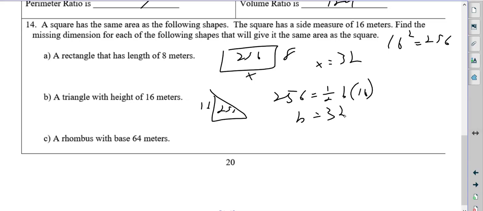A rhombus with base 64 meters. Well, 256 equals base times height. So 256 equals 64 times height. So the height is 4 meters.